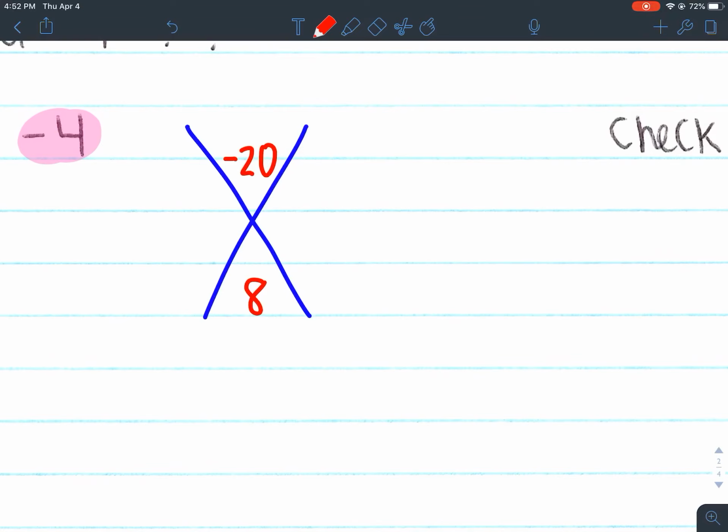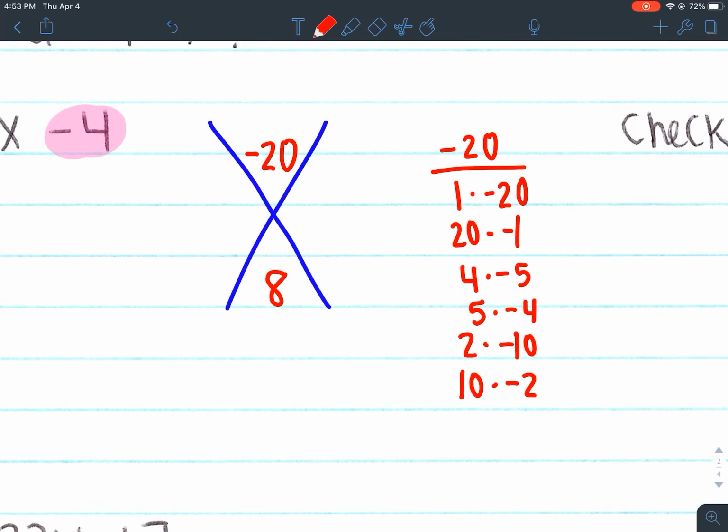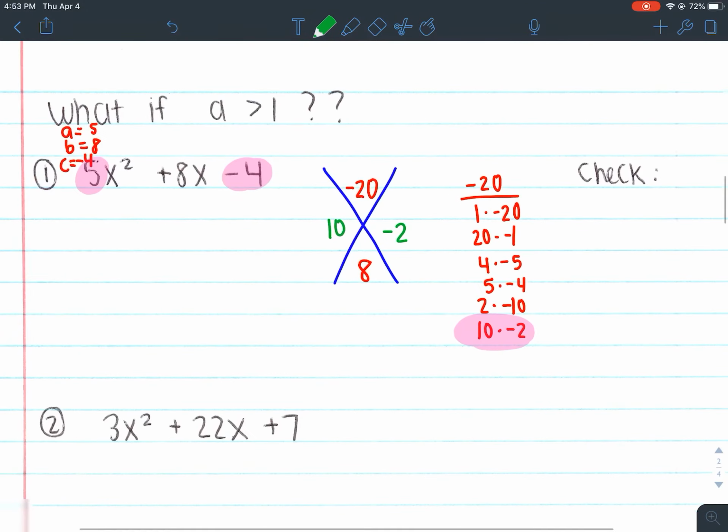So pretty much nothing different, except that A is no longer 1. It is now a number. So we need to list factors of 20. That's 1 times negative 20, 20 times negative 1, 4 times negative 5, 5 times negative 4, 2 times negative 10, 10 times negative 2. Okay. I need to add up to positive 8, so that's going to be this guy. 10 minus 2 gives me positive 8. So I have 10 and negative 2.